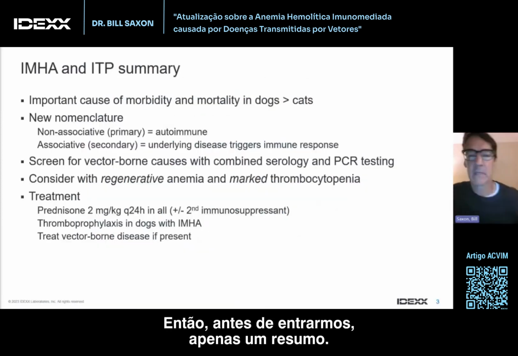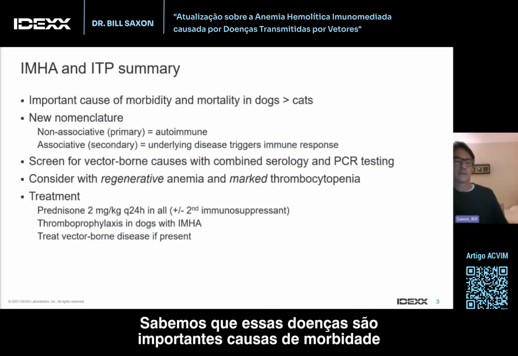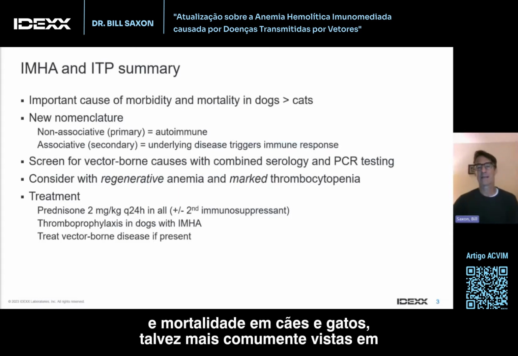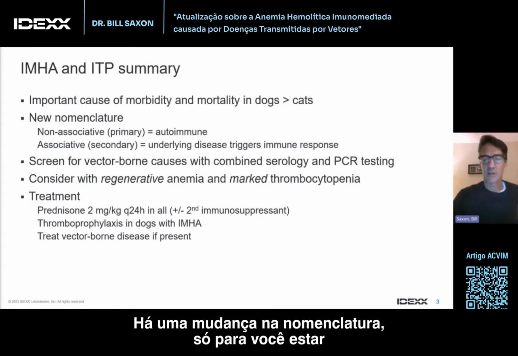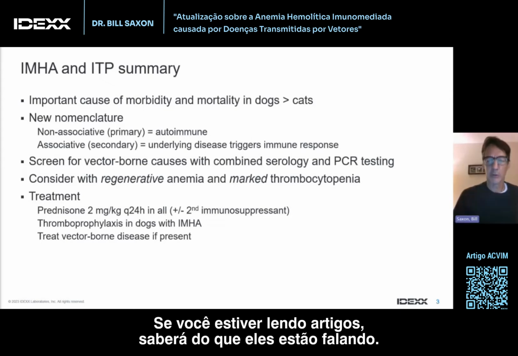Right? So before we jump in, just a quick summary. We know that these diseases are important causes of morbidity and mortality in dogs and cats, maybe more commonly seen in dogs, but certainly seen in both species. There's a change in the nomenclature, just so you're familiar. If you're reading articles, you'll know what they're talking about.